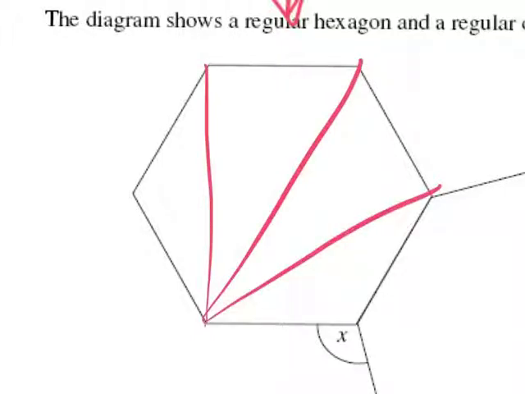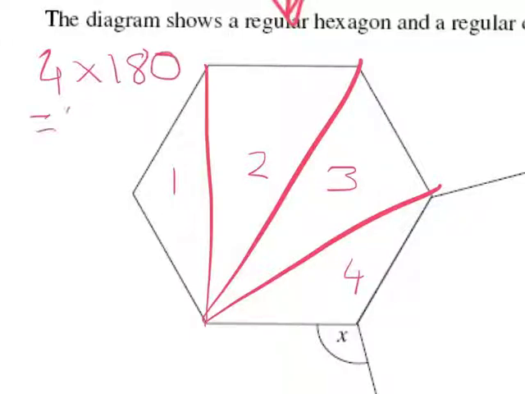4 triangles. Okay, those 4 triangles each have 180 degrees in them, as in the 3 corners of each triangle add up to 180. So if we've got 1, 2, 3, 4 triangles, we have 4 times 180, which is 720 degrees. Now that amount is the total internal angles of a hexagon.